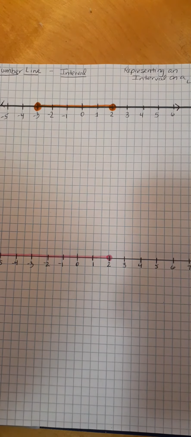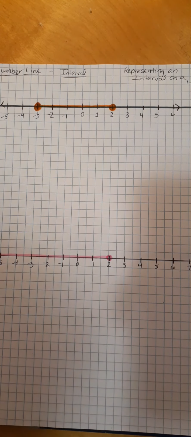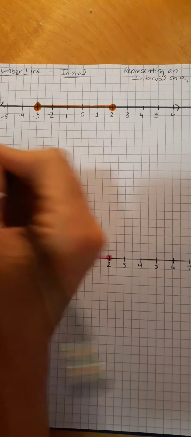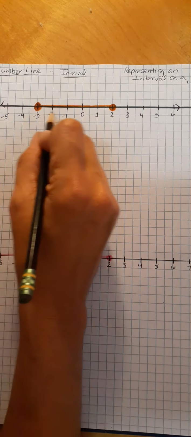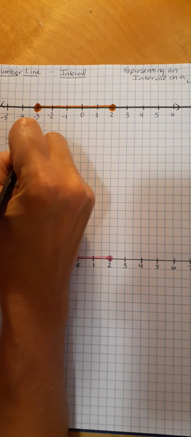So I'm going to use this pen actually, just so that you can see it better. Or let me try the pencil. All right. So there's 3 ways that we're going to study today on how to write this in math language. The first way is just writing it as an inequality.